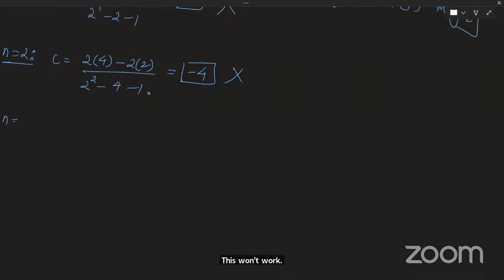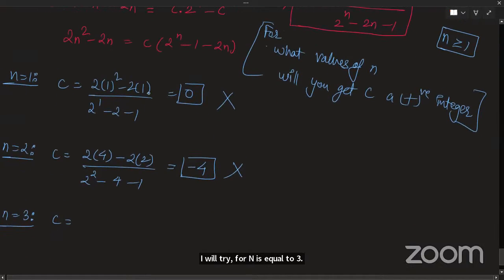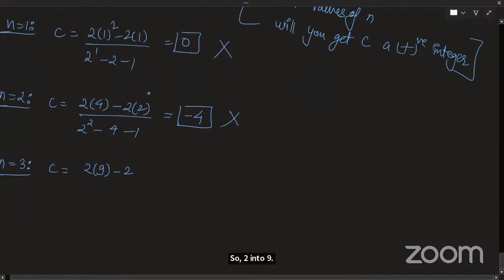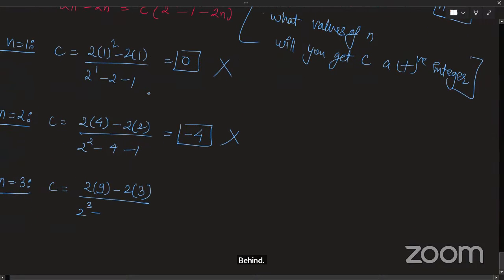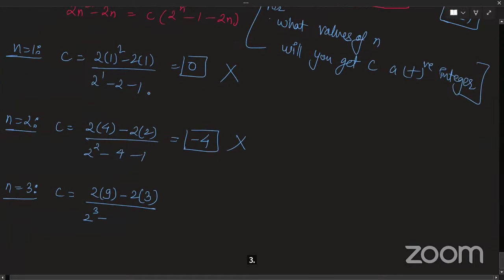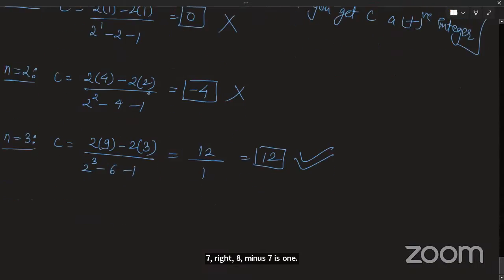Same, I will try for n is equal to 3. Now try for n is equal to 3. So 2 into 9 minus 2 into 3, divided by 2 raised to 3 minus 6 minus 1. So it is 18 minus 6, which is 12, divided by 8 minus 7, so the answer is 12. So this case works, right? So I have one case.